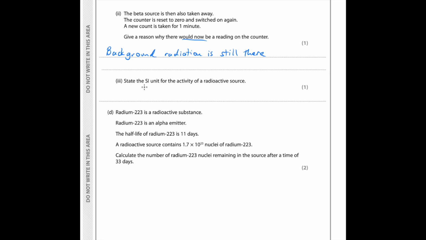Part 2. State the SI unit for the activity of a radioactive source. Well, that's becquerels, which is Bq for short. Quite a tricky word to spell. I would just put Bq in your exam.